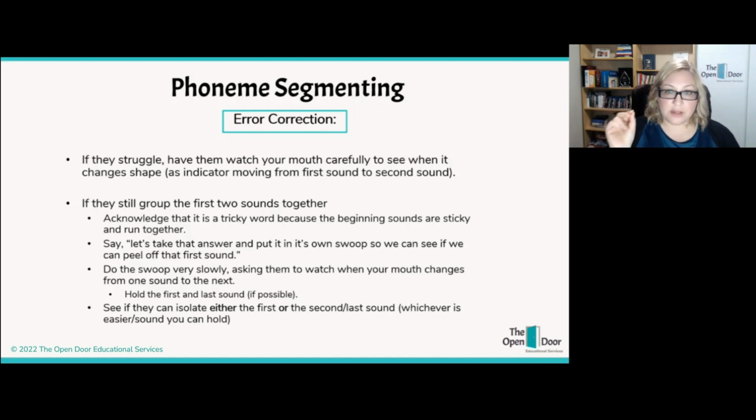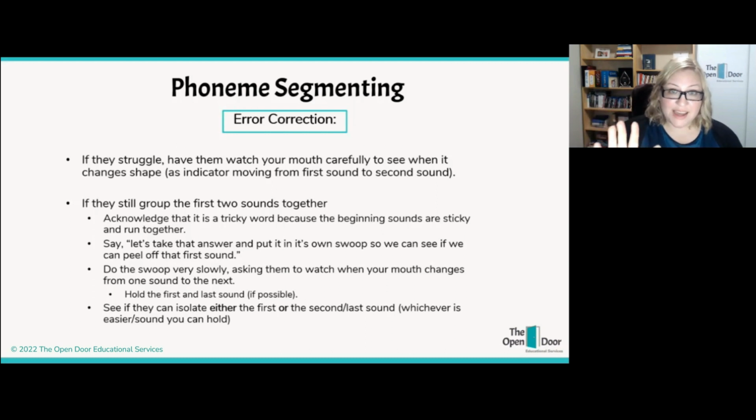Let's see if we can catch that first sound. It goes by really quickly, so listen for it right at the very start. Coal. From there, they should be able to isolate and get that k sound by itself. If not, have them do the swoop and interrupt them before they've moved from the k sound onto the ol. So they would go k and stop.